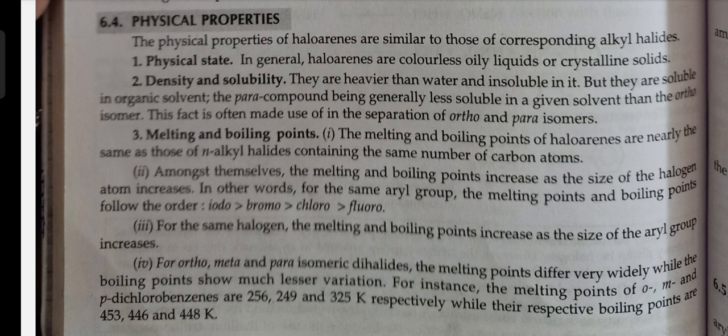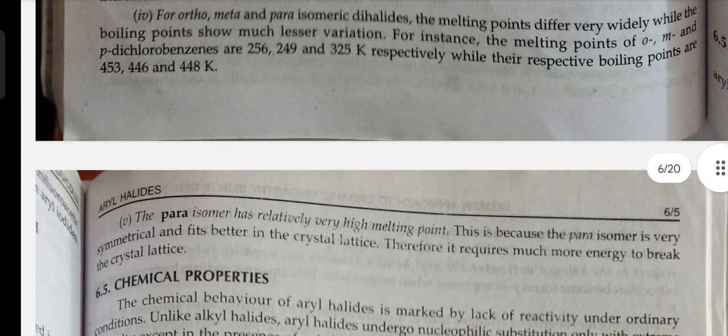Number 3. For the same halogen, the melting and boiling point increase as the size of the aryl group increases. Number 4. For ortho, meta and para isomer dihalide, the melting point differ very widely while the boiling point show much lesser variation. For instance, the melting points of ortho, meta and para dichlorobenzene are 256, 249 and 325 Kelvin respectively, while their respective boiling points are 453, 446 and 448 Kelvin.